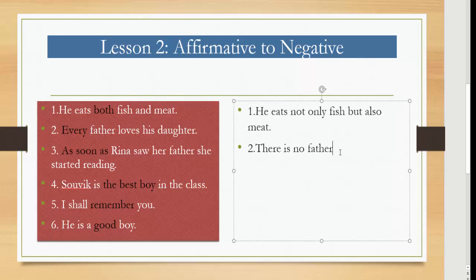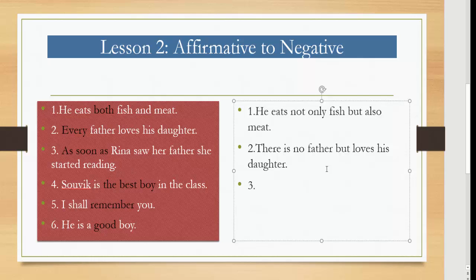There is no father. After the noun, I have to add but. There is no father but loves his daughter dear. Okay, in this way we can change the affirmative to negative when every is used in the sentence.